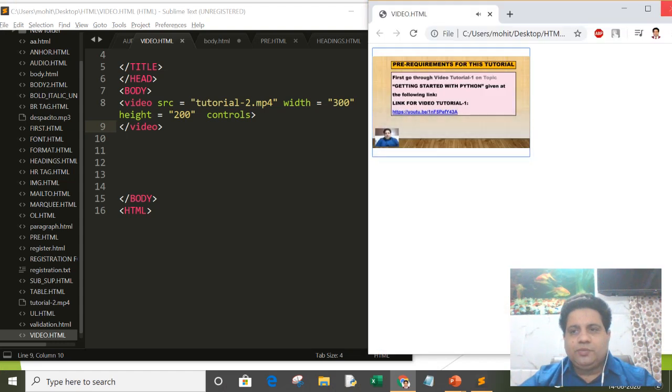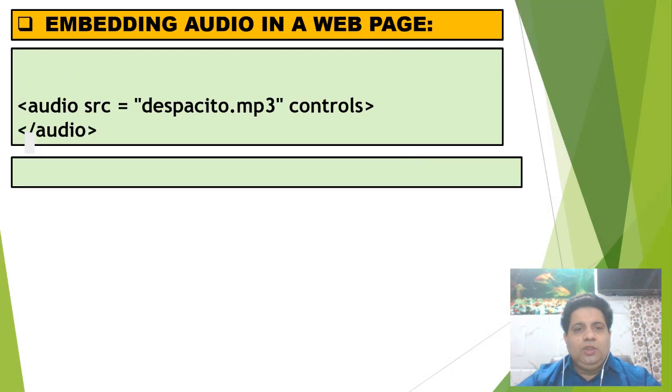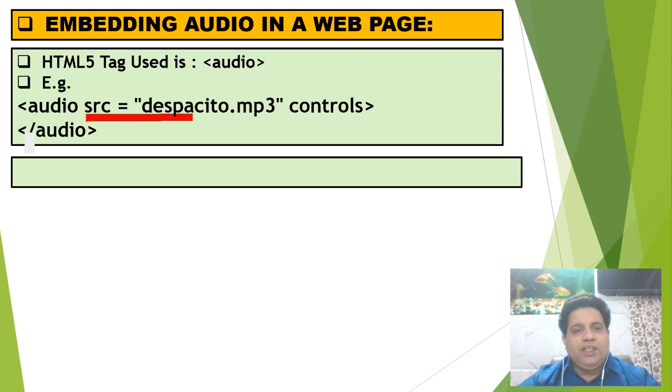Now similarly, you can embed an audio in a web page. The HTML5 tag is audio, and you have to use the src attribute and then the controls attribute. Using the controls attribute, you will get the play and pause buttons, you can adjust the volume, and you can also maximize or minimize it. You can see it from here.